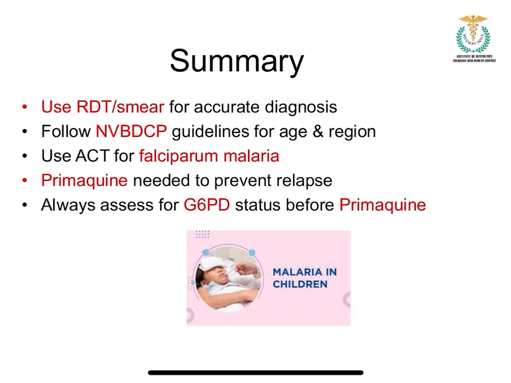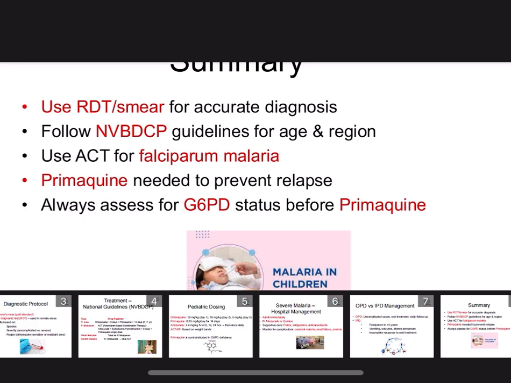Summary: use rapid diagnostic tests or smear for accurate diagnosis. Follow your national vector-borne disease control guidelines for age and region, and these keep changing, so you can go through them. Use your ACT, that is your artemisinin combination therapy, for falciparum malaria. Primaquine is needed to prevent relapse. Why do you use primaquine? So many kids ask, why are we using primaquine? Because your malaria shouldn't relapse. That is why 14 days in Vivax and a one-time dose in falciparum. Always assess for G6PD status before starting primaquine. That is very important.